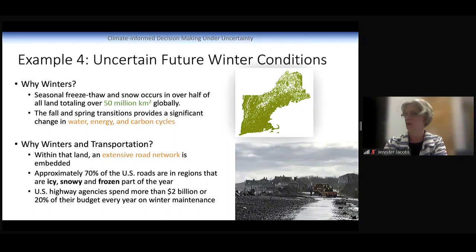70% of the US roads are in areas that get ice, snow, and are frozen part of the time. Whether we get ice or whether we get snow makes a huge difference. And the other thing is we've got large budgets. We spend about $2 billion a year on winter activities for our US highway agencies, or about 20% of their overall budget. So after floods, winter maintenance and winter challenges come into play.